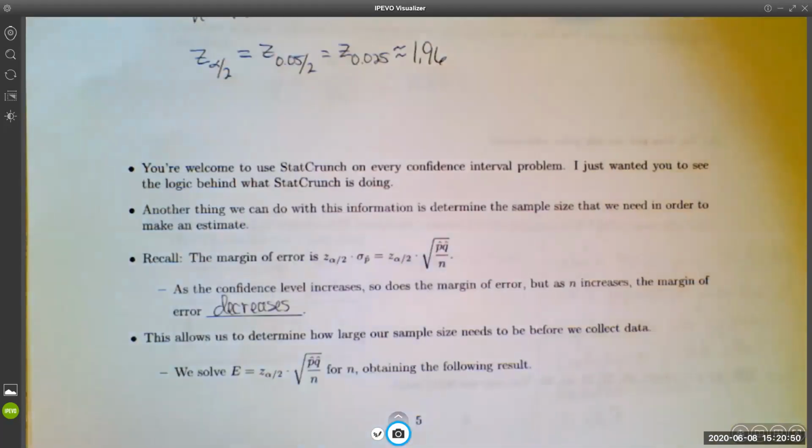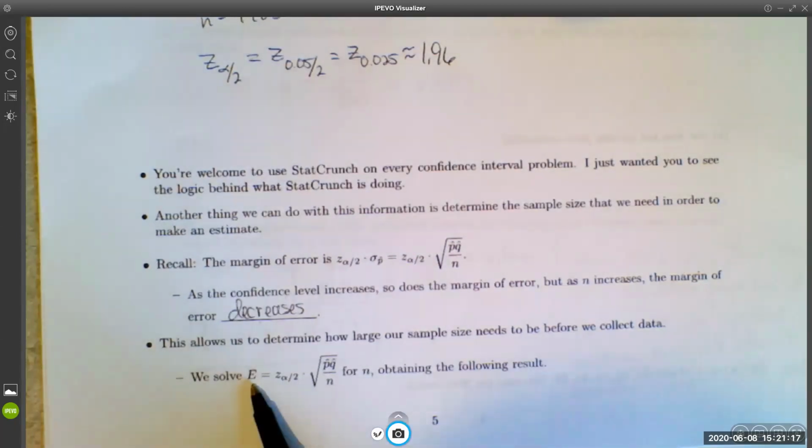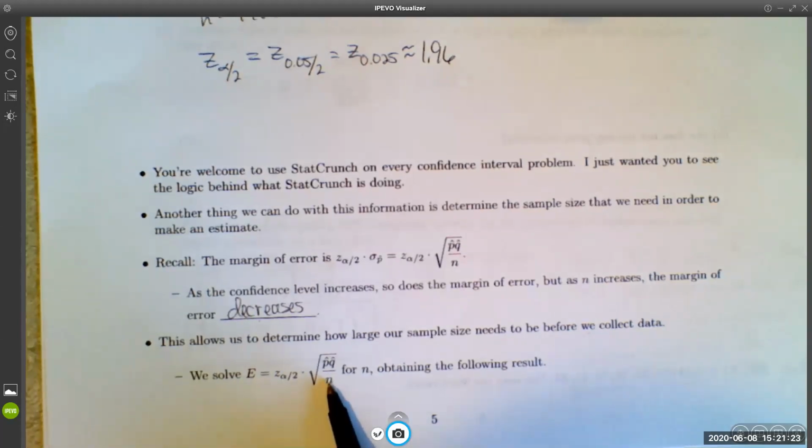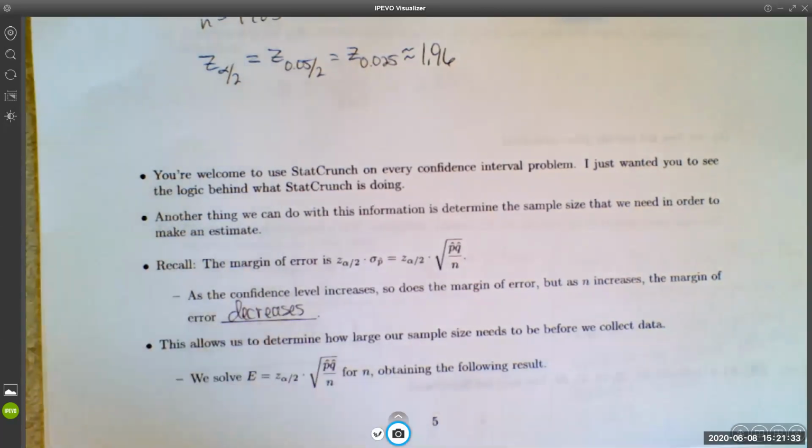So when it comes to sample sizes and margins of error and confidence levels and all of that stuff, there's just a lot of moving parts. But we can exploit that to figure out how large our sample size needs to be before we go out and collect data, right? We can figure out how much data we need to obtain in order for us to be as certain as we wish to be. So what we do is we set this thing equal to E for margin of error, and then we solve for the sample size, n. Solving for the sample size would require us to divide by z sub alpha over 2, and then square both sides, and then multiply by n and divide by the leftovers. Anyway, if you do all of that, here's the result that you end up with.